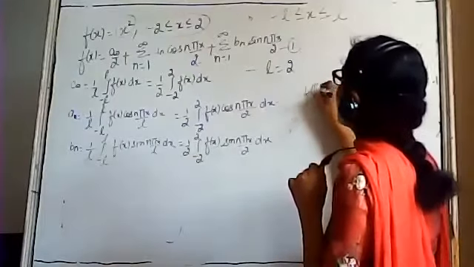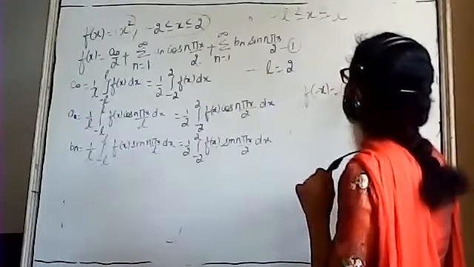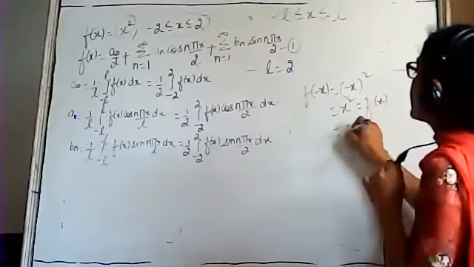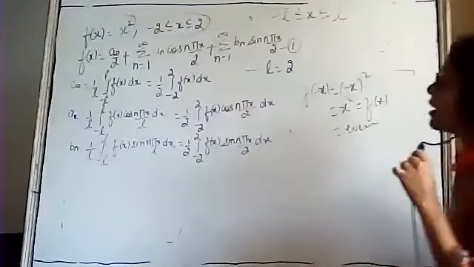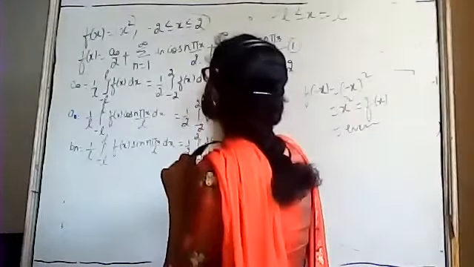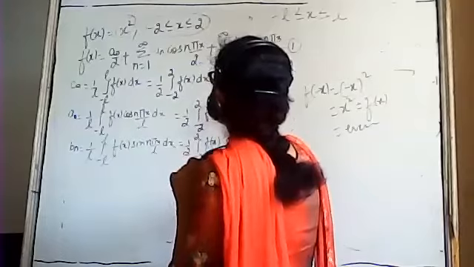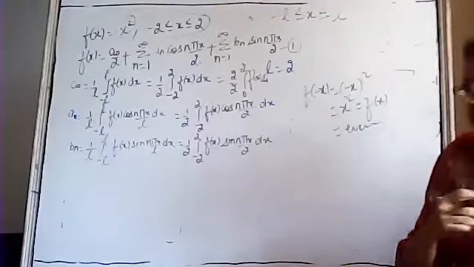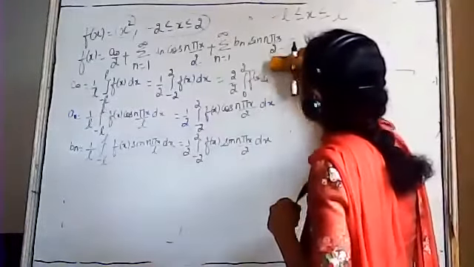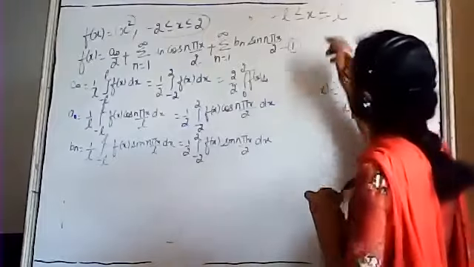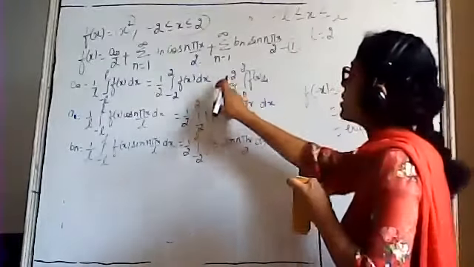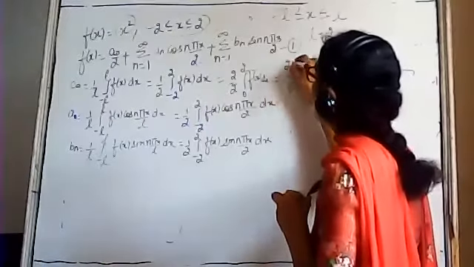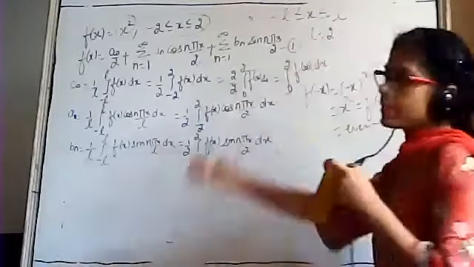If we replace x with minus x, we will get (minus x) square, which is again equal to x square, which is equal to f(x). It means that our function is even. Whenever we have an even function, a0 can be written as integral from 0 to 2 f(x) dx. Is this clear? In this case, we can write a0 as 2 by 2 integral from 0 to 2 f(x) dx. 2 and 2 will be cancelled out. It will be integral from 0 to 2 f(x) dx.